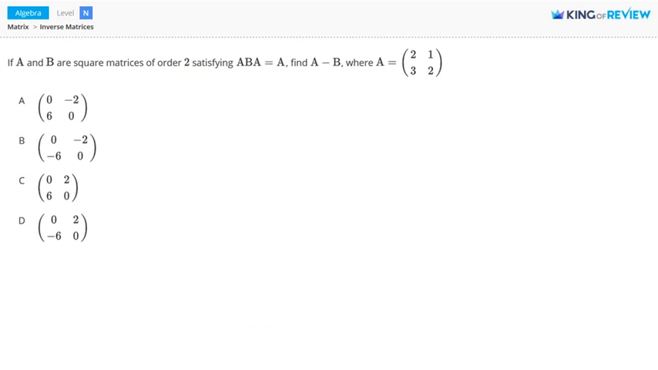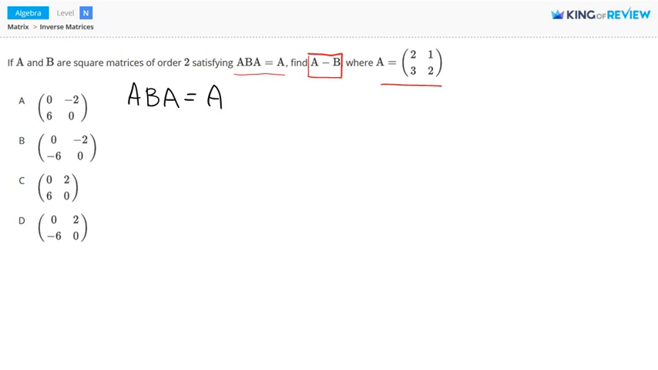If A and B are square matrices of order 2, satisfying A times B times A equals A, find A minus B. And we're given what matrix A is. So let's start out with the equation A times B times A equals A.